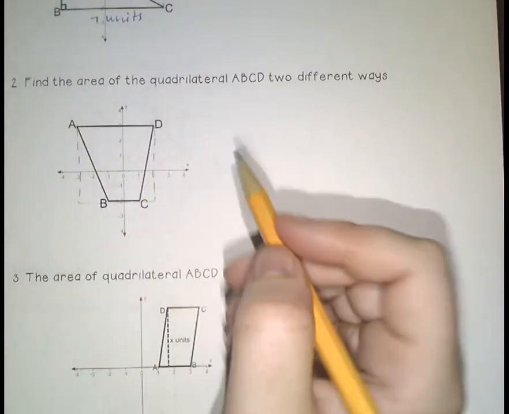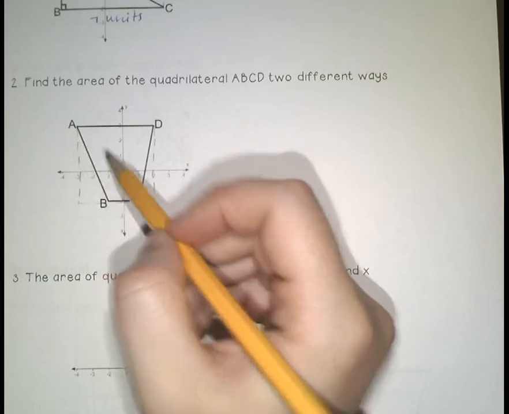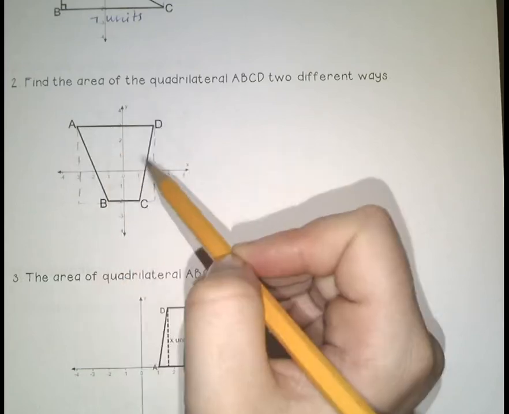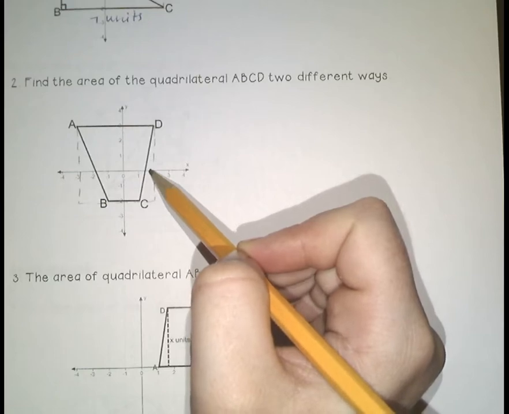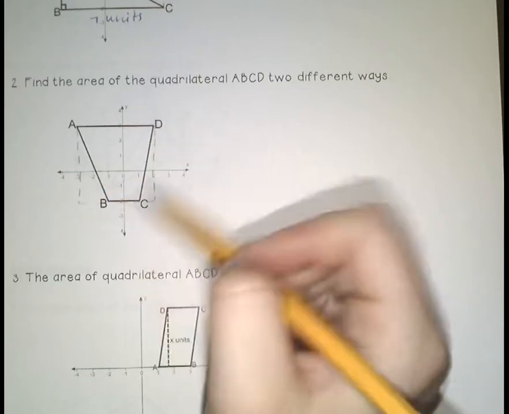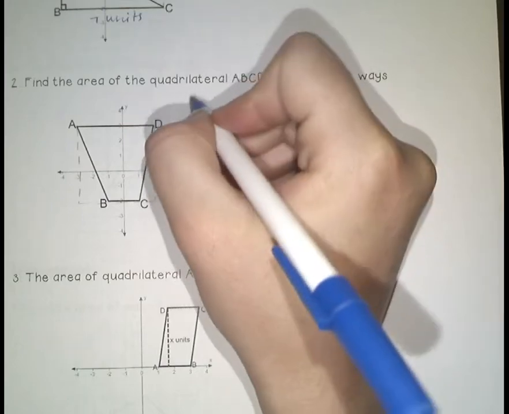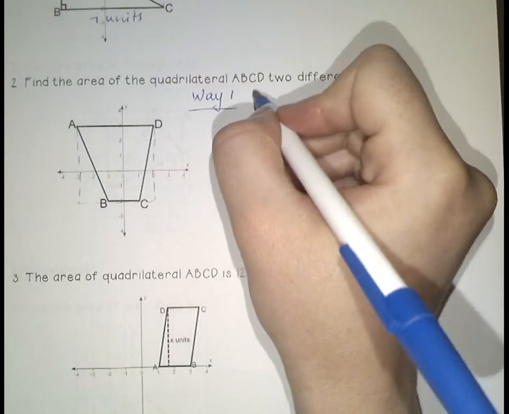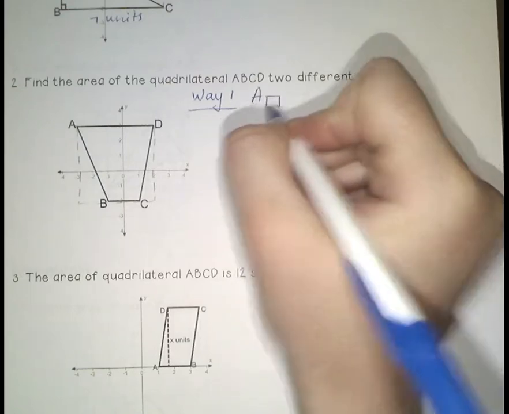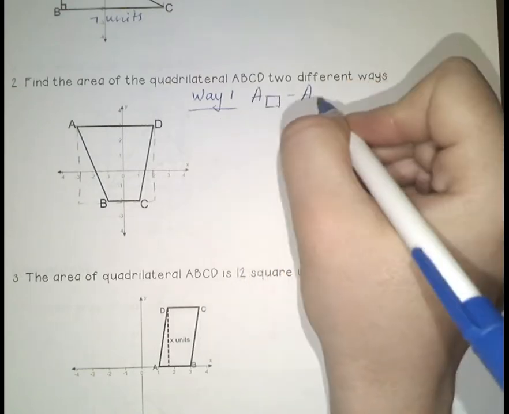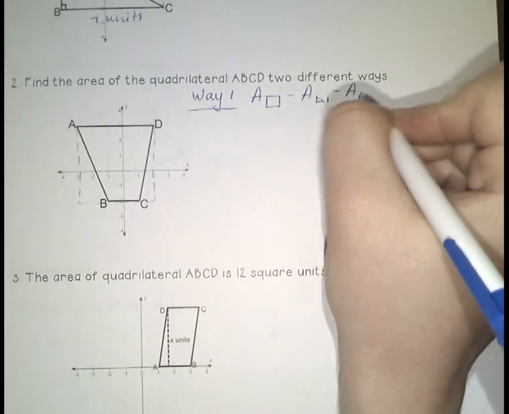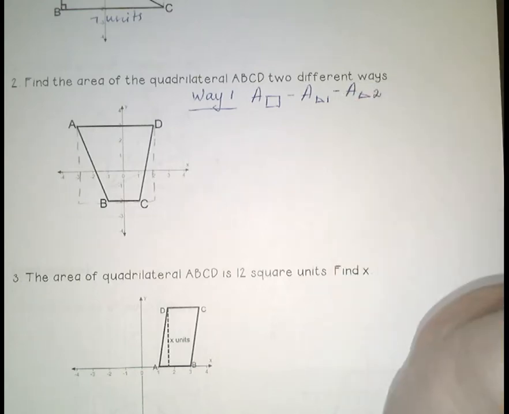And what I want to do is find the area of this rectangle that I have, and then find the areas of these two triangles and subtract them from the area of the rectangle. So way 1: the area of the rectangle minus the area of triangle 1 and minus the area of triangle 2. Okay, so let's take a look.